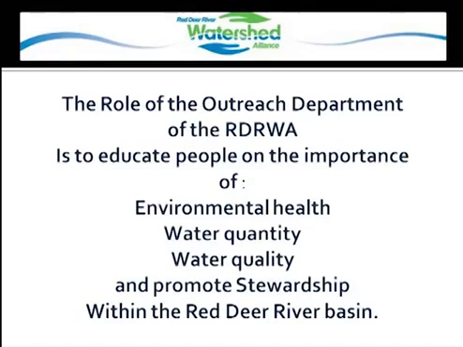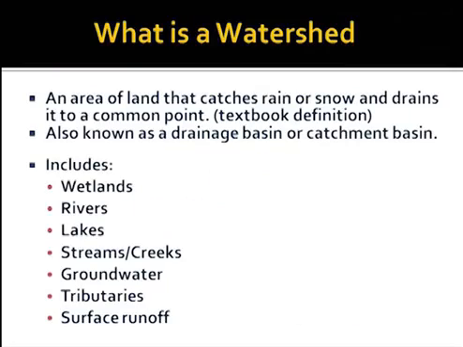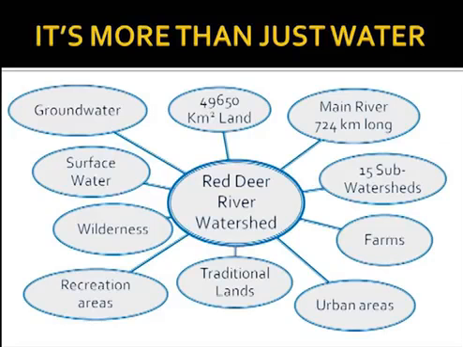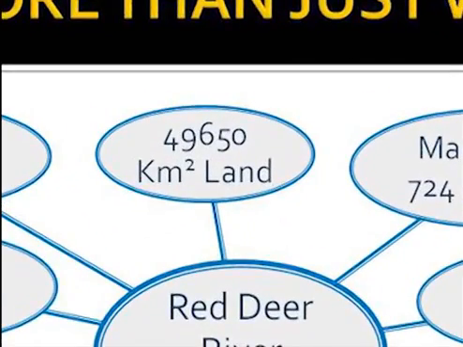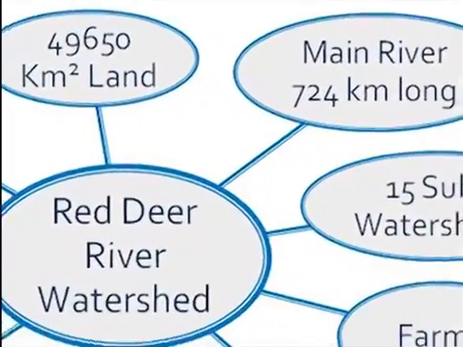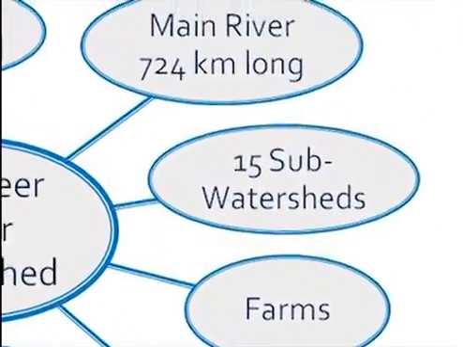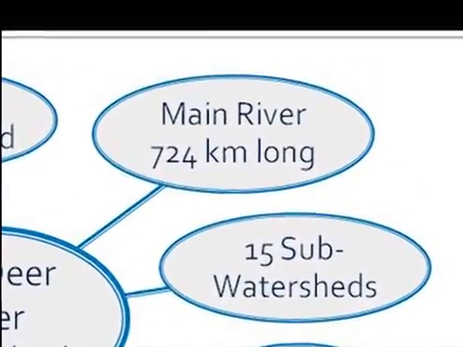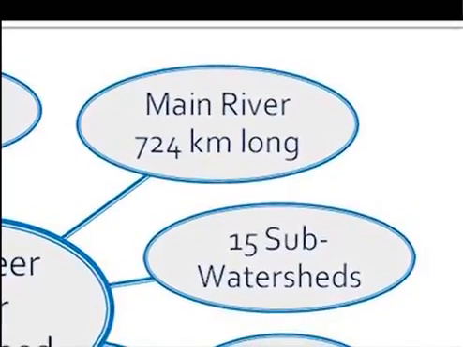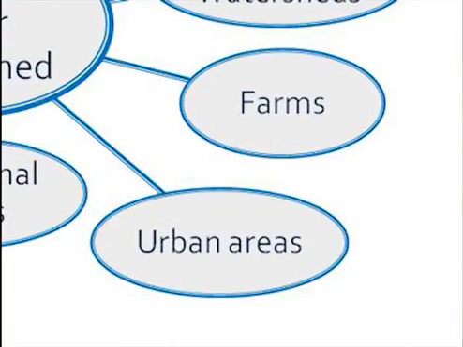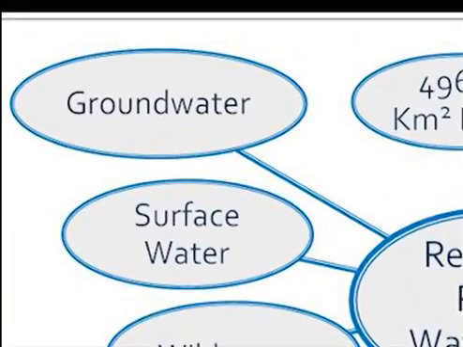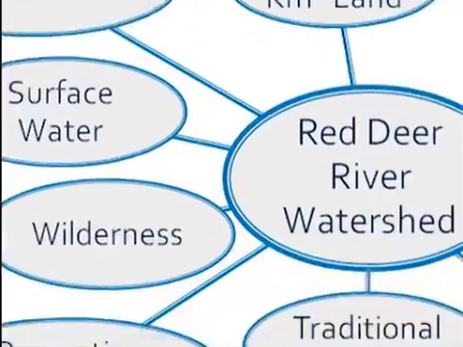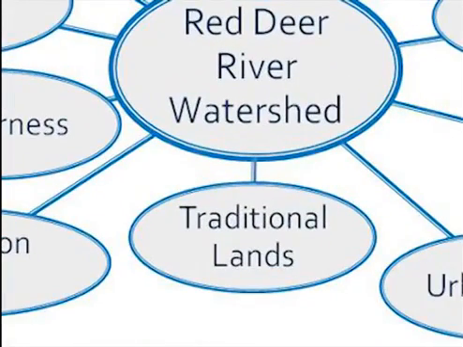So we'll just skip these first ones because they're boring. The Red Deer River watershed: 49,000 square kilometers of land. It includes farms, 15 subwatersheds, 724 kilometers of main river. It includes urban areas, recreational areas, wilderness, surface water and groundwater, and of course traditional lands. And the traditional lands are Stony and Blackfoot mostly.